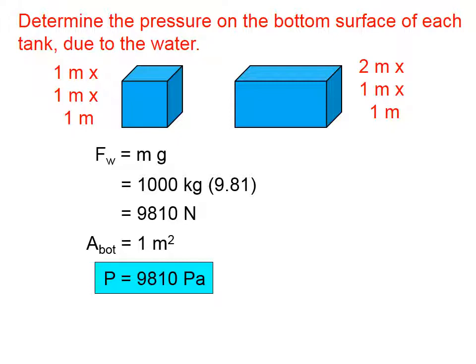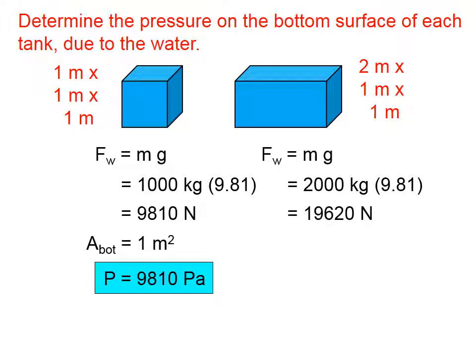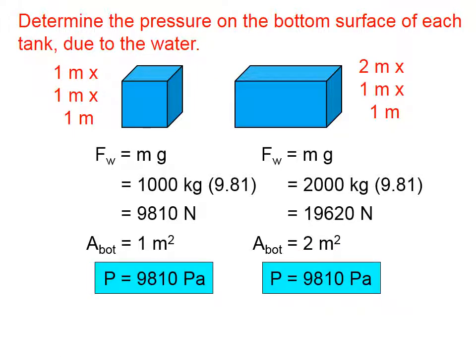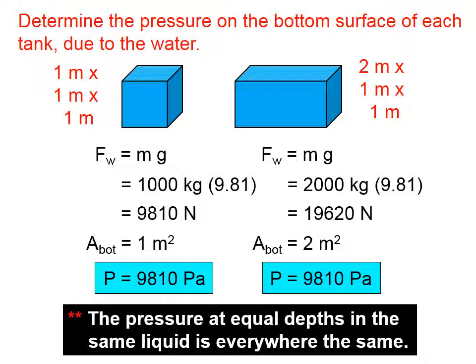This tank here, we have 2 cubic meters of water. So the weight of that water would be 2,000 kilograms times 9.81, which will give you a force, a weight of 19,620 newtons. Well, the cross-sectional area of the bottom of this tank is 1 meter by 2 meters, which is 2 square meters. So force divided by area, and you get the same pressure. So the key point here is that the pressure at equal depths in the same liquid is everywhere the same.